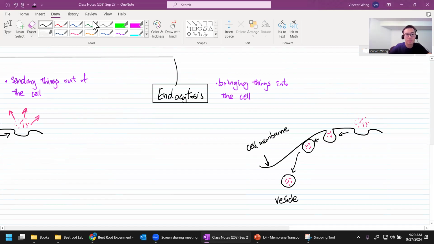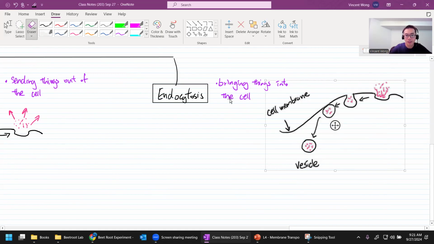So there are some particles that you want to bring into the cell, right? They will move to the cell membrane and cause the cell membrane to kind of cave in, and eventually it will close off into a bubble and form a vesicle. That's basically endocytosis. It's the opposite of exocytosis. Okay, so you can draw that later.